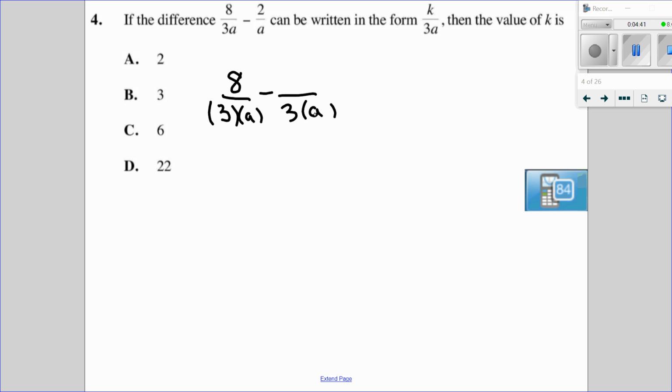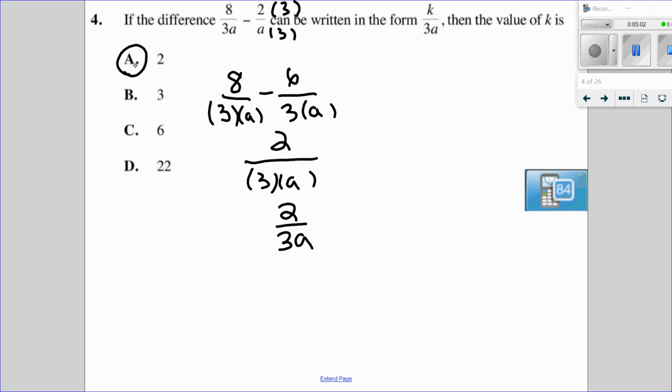To go from this denominator to this one, I'm multiplying it by 3. So to be fair, I multiply the top by 3 as well, which is 6. So now that the denominators are the same, I can just go 8 take away 6 is 2. So this is really 2 over 3a. So I see that A is my option.